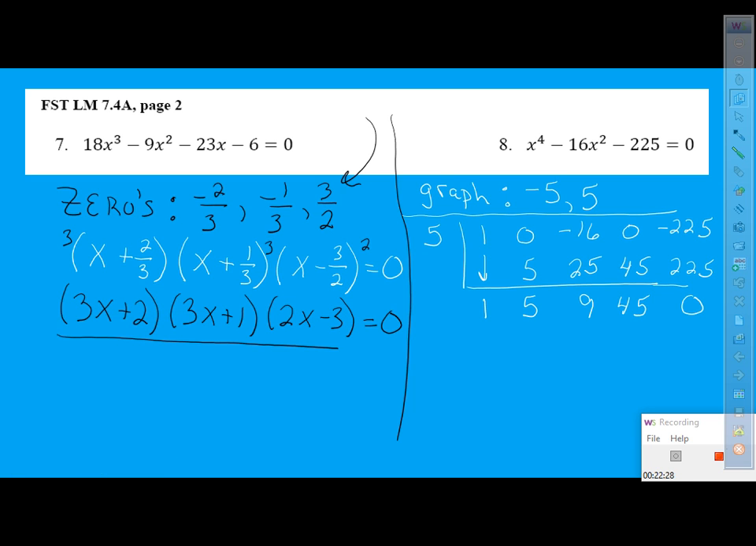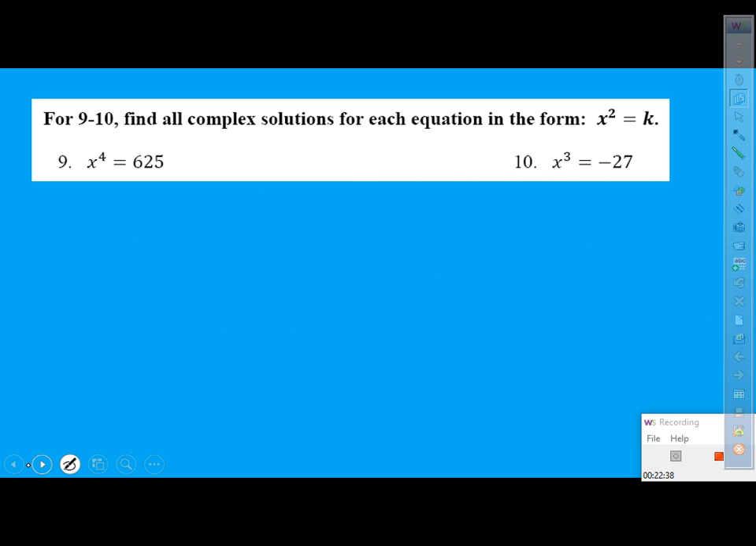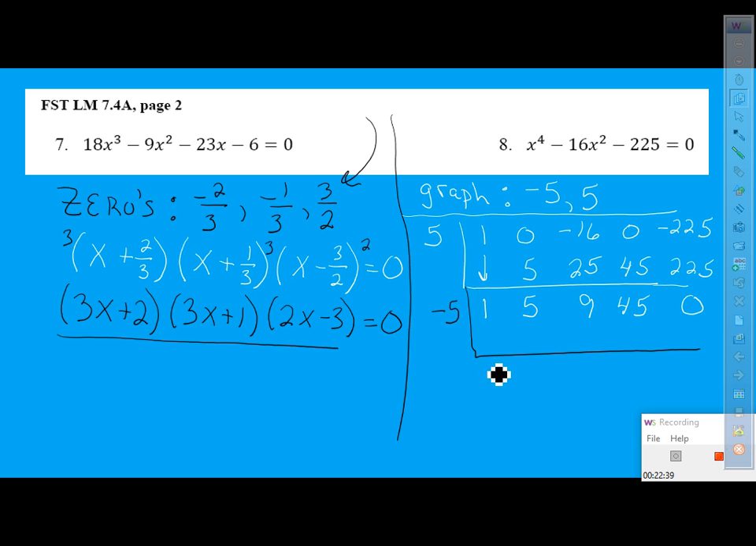Now let me come back in, and now let's do negative 5 while I'm out here. Remember, it doesn't matter which one you do first, so drop your 1. Negative 5 times 1 is negative 5. Add them up and get 0. Negative 5 times 0 is 0. Add them up and get 9. Negative 5 times 9 is negative 45. Add them up and get 0. Negative 5 times 0 is 0. Add them up and get 0.